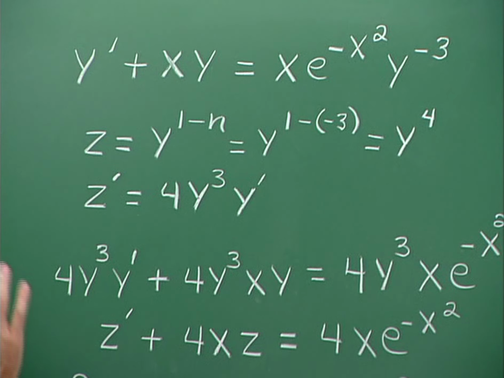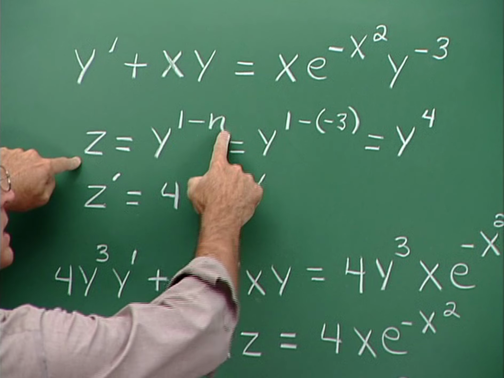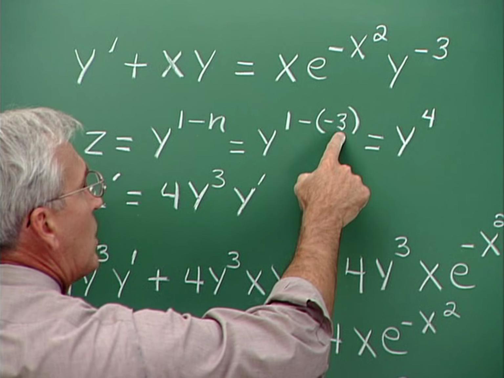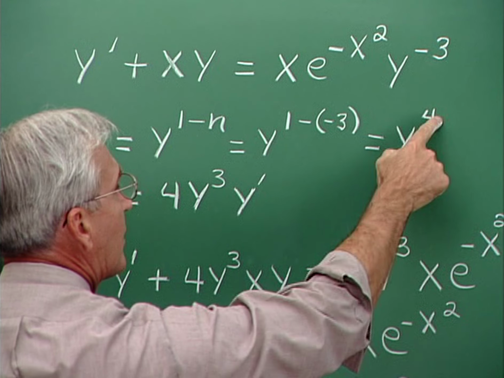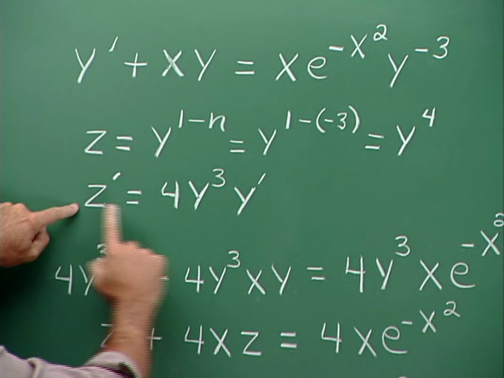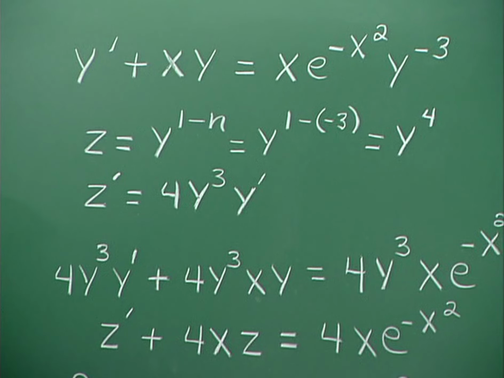All right, now we want to identify the z idea. Now z is y to the 1 minus n, but the n is negative 3. So 1 minus negative 3, that's 1 plus 3 or 4. So y to the 4th is our z value here. Now z prime would be 4y cubed times y prime.